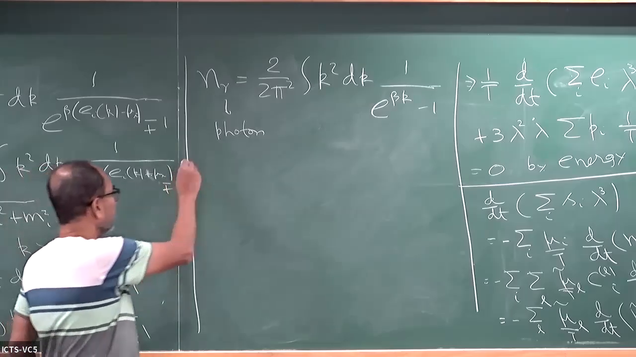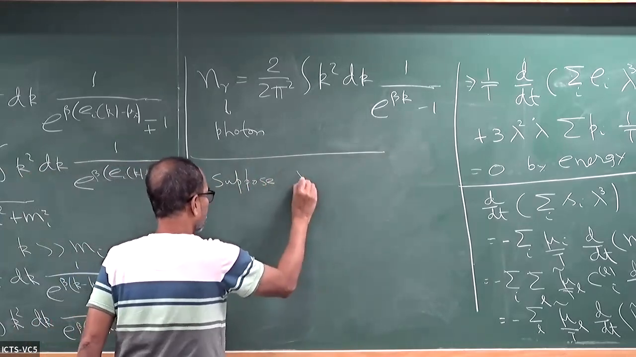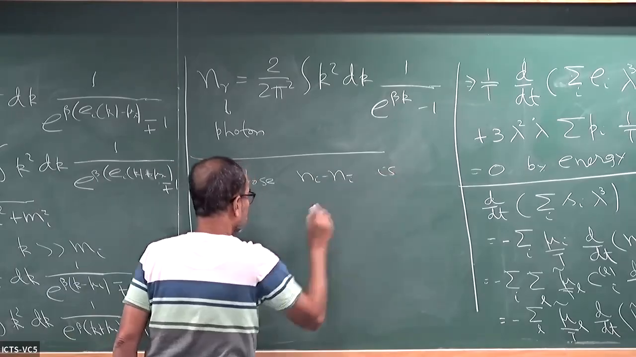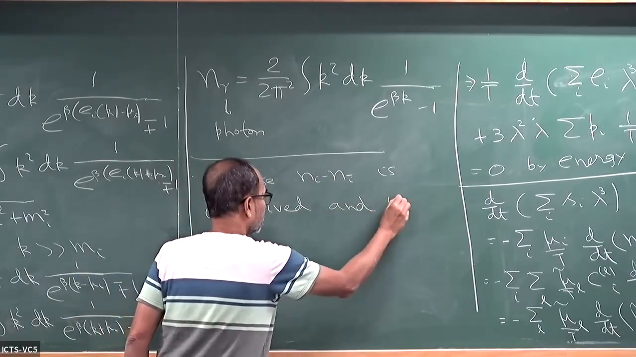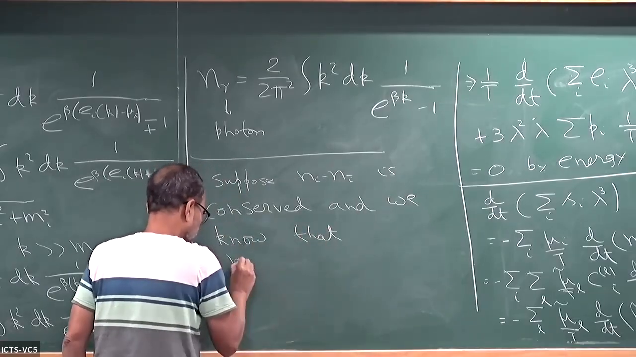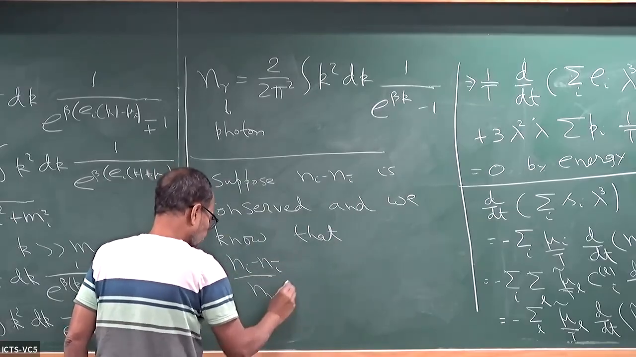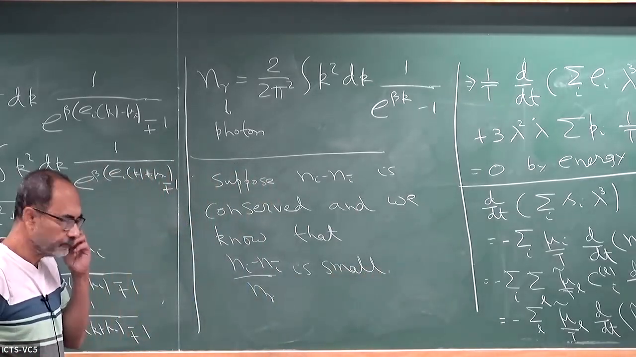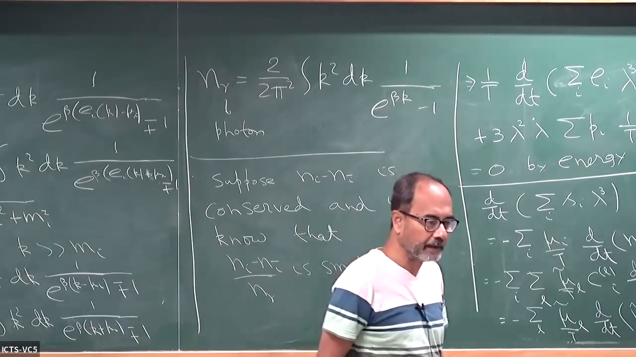Now the point is the following. This is a simplified situation, but it can be generalized, and I think it will illustrate the point. Suppose N_i minus N_i bar is conserved, and we know that N_i minus N_i bar over n_gamma is small. This is an average, everything is averaged anyway. So let's imagine that we know for some reason that N_i minus N_i bar over n_gamma is small.